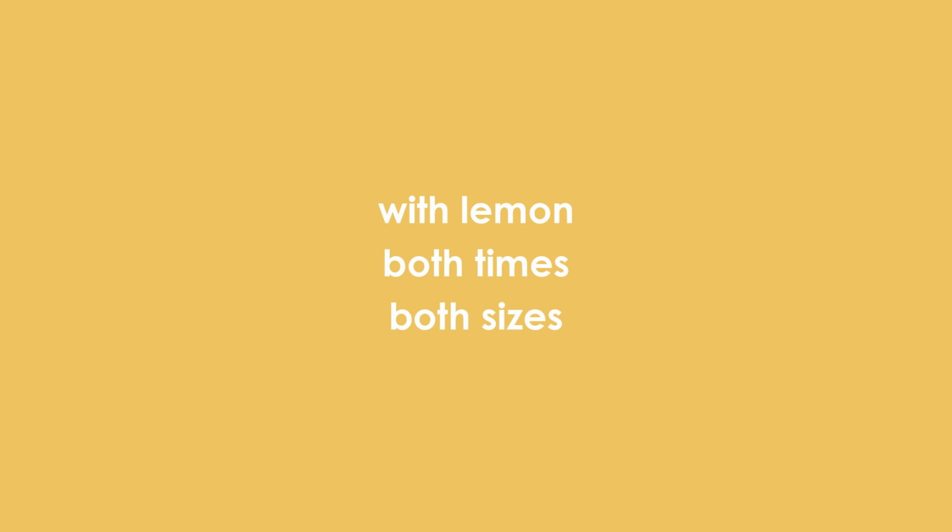So there are some combinations that you make with TH and the next word, and we're going to go over some examples. For example, TH and L. With lemon. You just say with lemon. It's joined. The next one is TH and T.